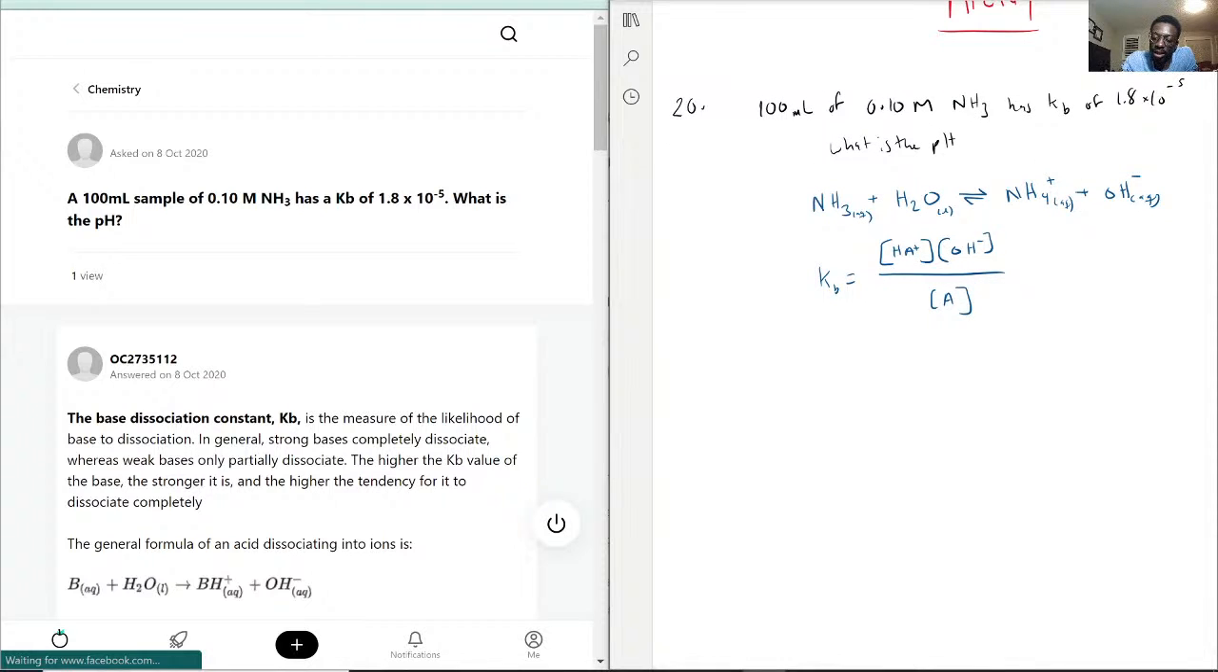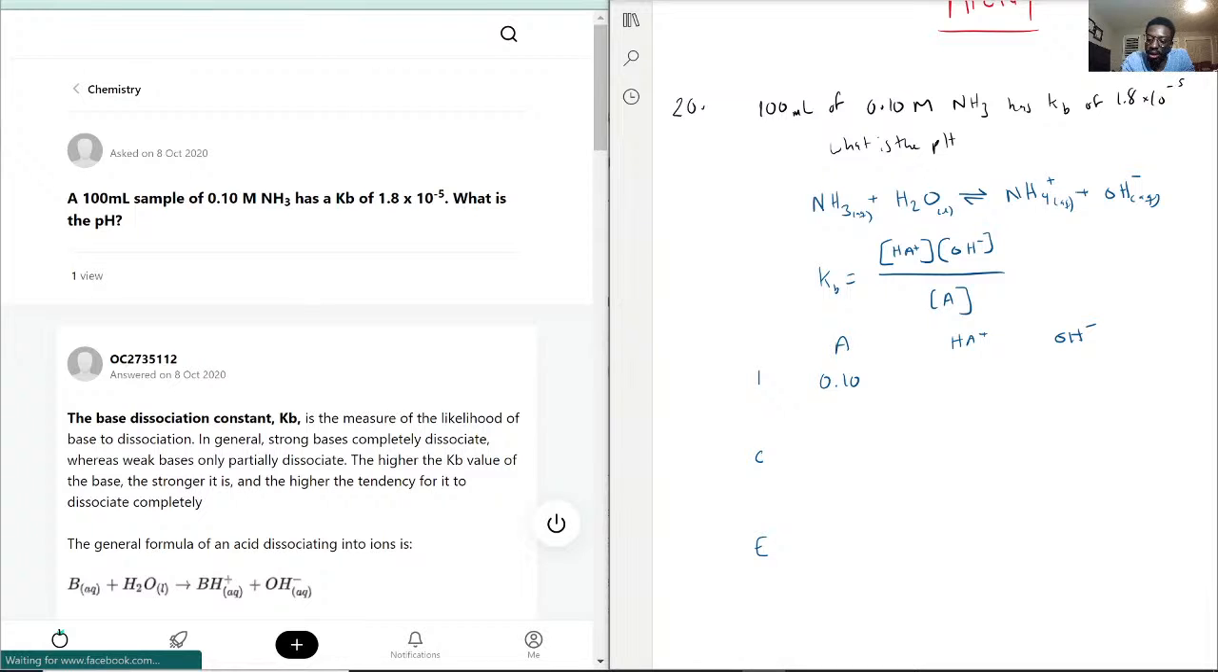So we still want to do an ice table for this, okay? Initial, change, equilibrium. And we have the HA plus, let me put it closer, and OH minus. So it says 100 mL of 0.10 moles per liter. We actually only need the concentration because the Kb formula only uses concentration. So we only need that 0.10, okay?